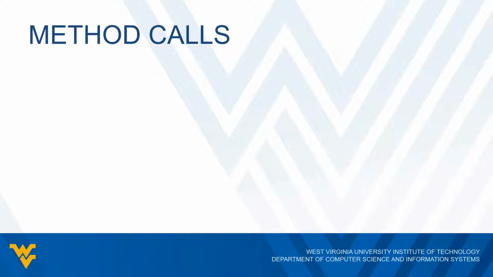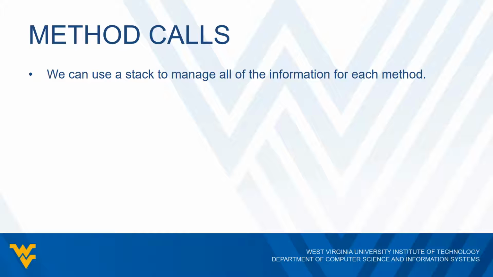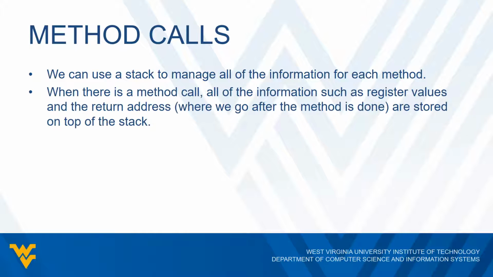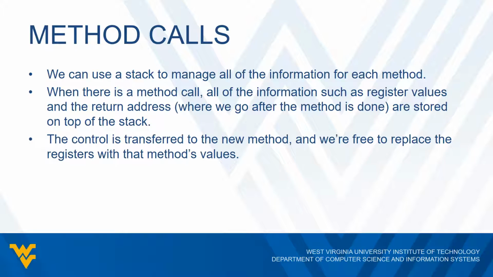The way we can handle this is we can use a stack to take care of storing all the information within a method before we make a method call. Whenever we do make a method call, we take all this information, such as the register values and the return address, which is where we go when we're done with the method, and we store it on the top of the stack. We'll then transfer control from the current method to the new method that we just called. And now, since all that information is stored somewhere else, we're free to replace the registers with the new method's values as it sees fit.